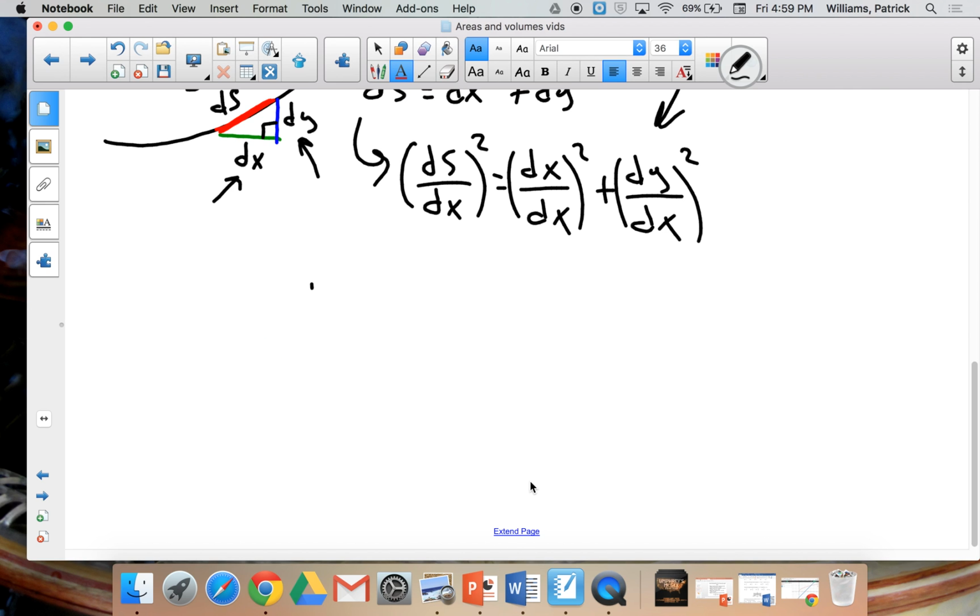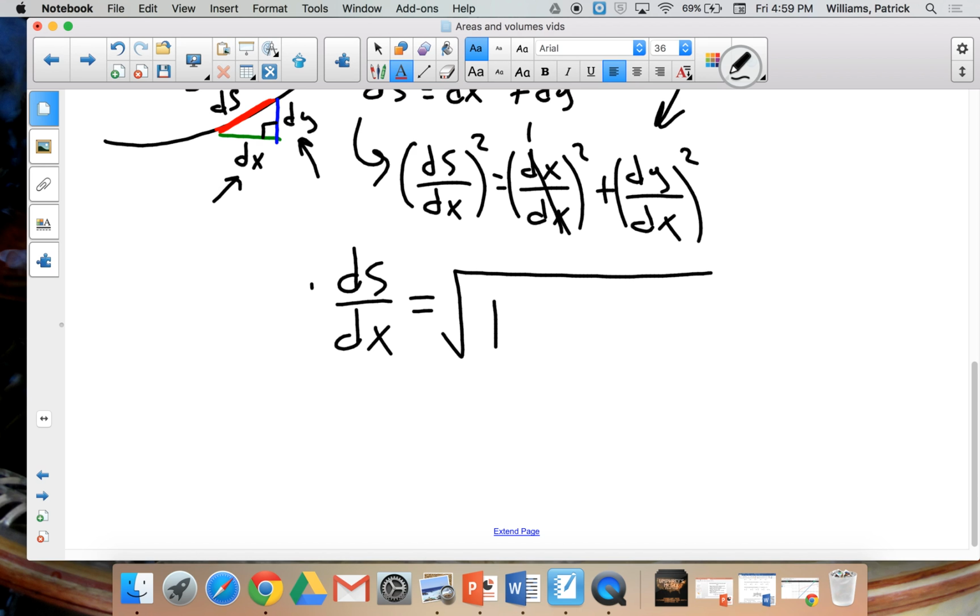Let's write ds dx all by itself. That means we take the square root of both sides, so we'll take a big square root right here. Well, dx over dx is just 1, so we get 1 here. And dy dx is just another way of saying f prime of x. So this will be 1 plus f prime of x squared.